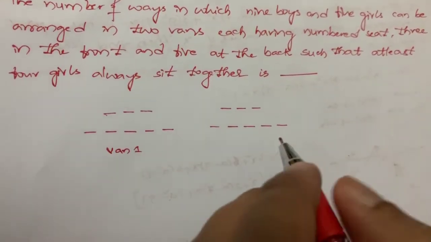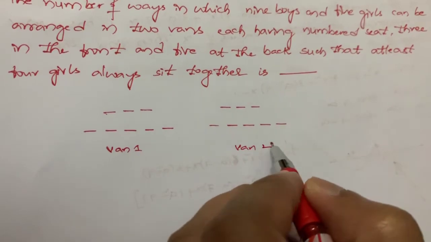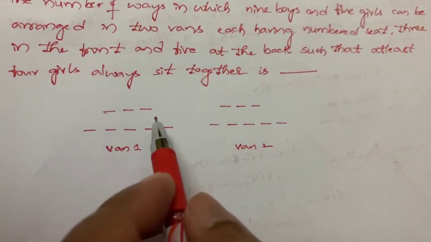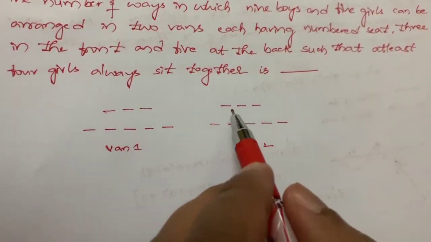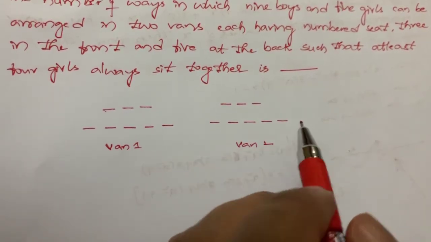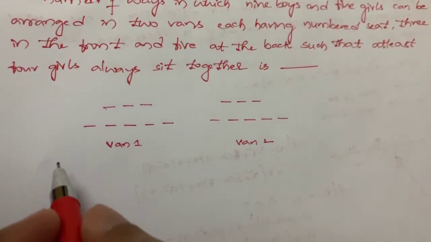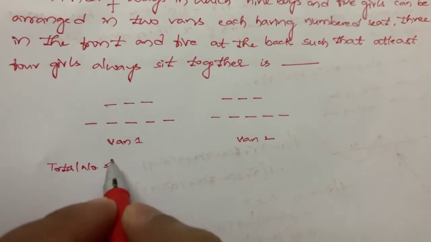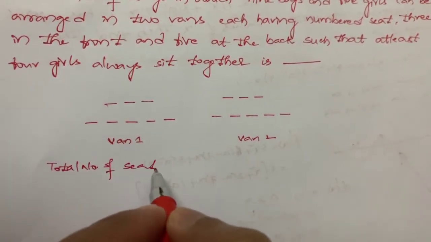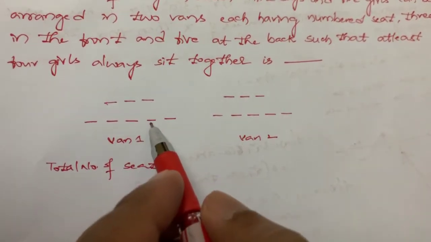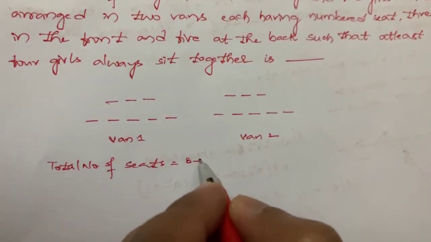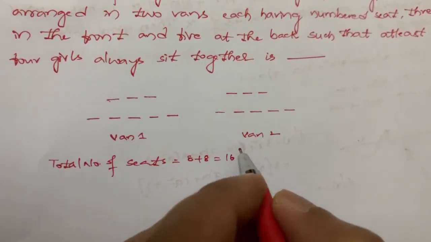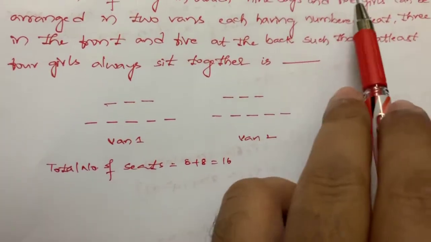So, there is van 1, there is van 2. There are 3 seats in the front row and 5 seats in the back row. What we are given is the total number of seats here: 3 plus 5, so 8 plus 8, 16 seats, and we have to accommodate 9 boys and 5 girls.